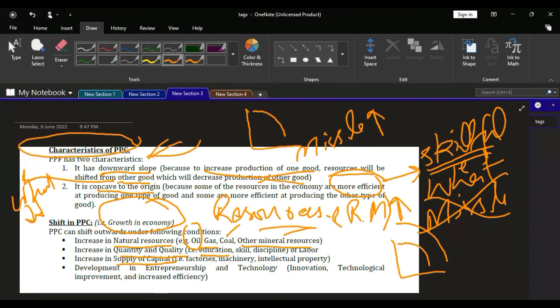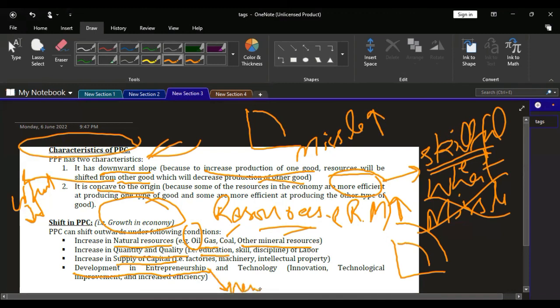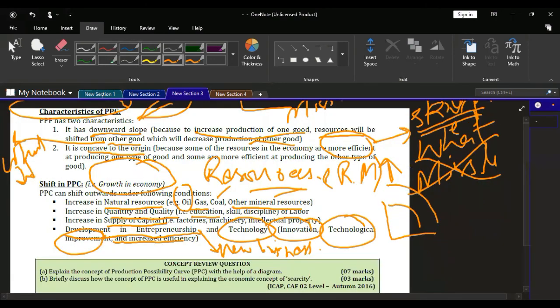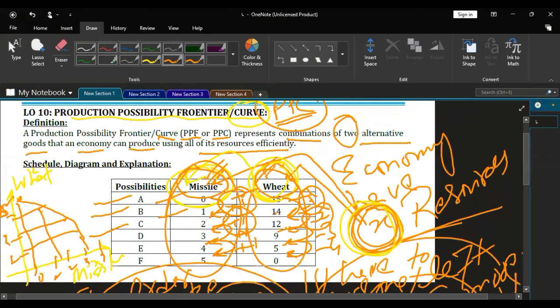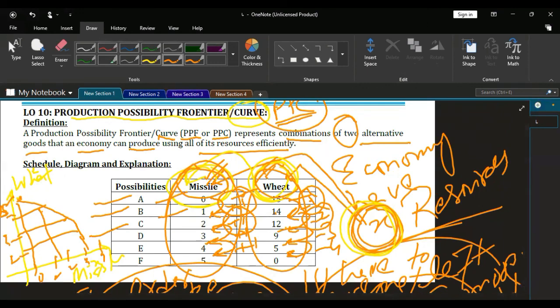And last, development in entrepreneurship. Entrepreneurship means new businesses are established which produce more and more quantity, and advancement in technology, sometimes due to innovation, technological development or improvement, or increase in the efficiency of production facilities, always increases the growth level of the economy, due to which the production level increases and you have more opportunity to produce more and more units of both goods which are intended by the society. So this is the concept of PPC, or production possibility curve.